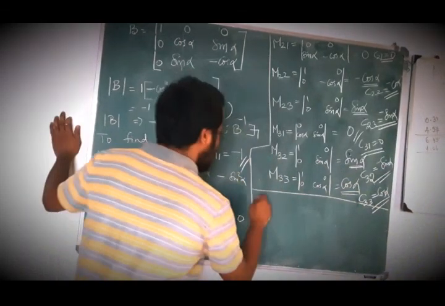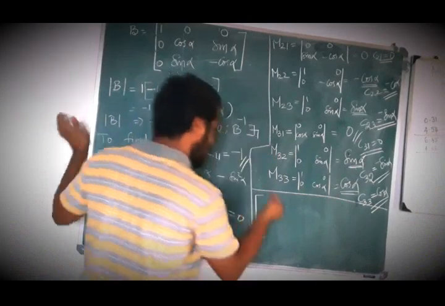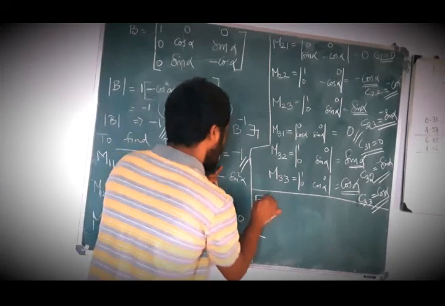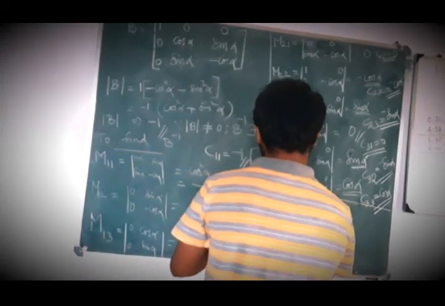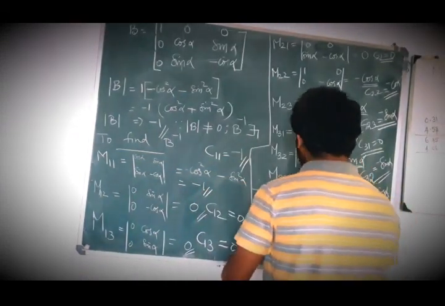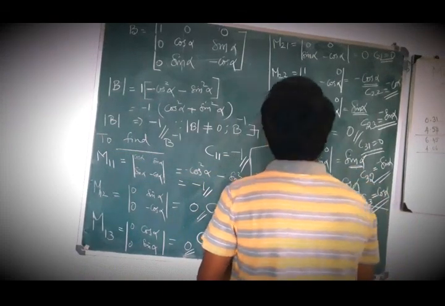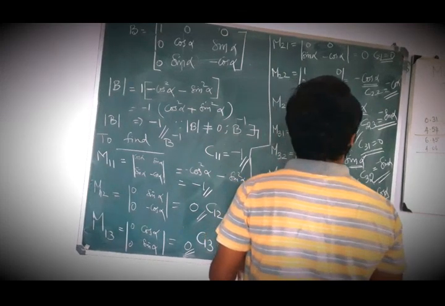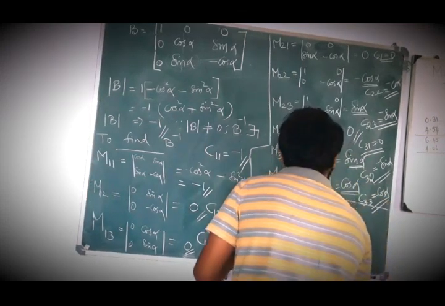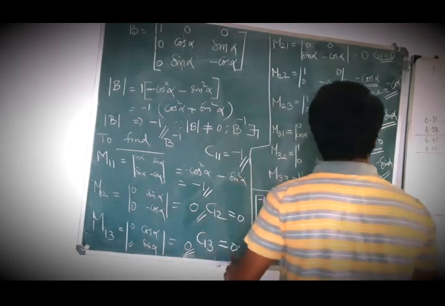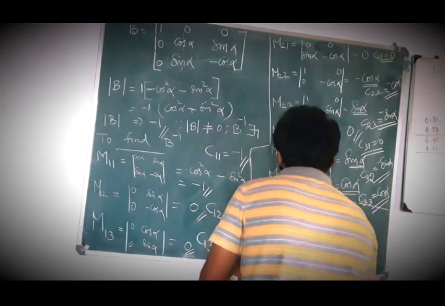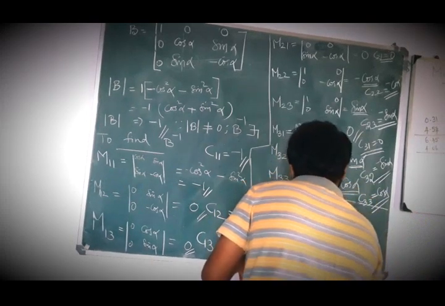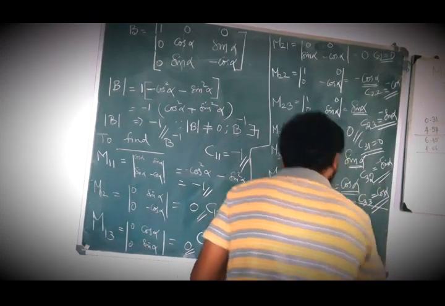So what is the cofactor matrix? I am not writing C11, C12; directly I am going to write the elements. C11 minus 1. C12, what is C12? 0. C13, 0. C21, 0. C22 minus cos alpha. C23 minus sin alpha. Next, C31 0. C32 minus sin alpha. C33 cos alpha. So this is nothing but the cofactor matrix.